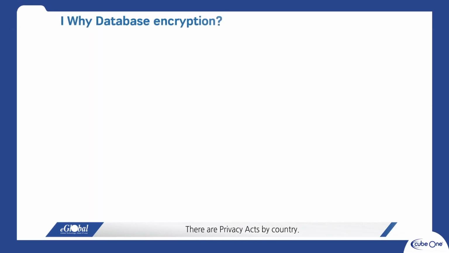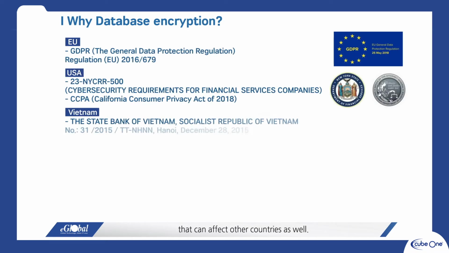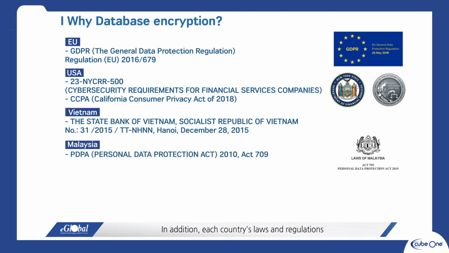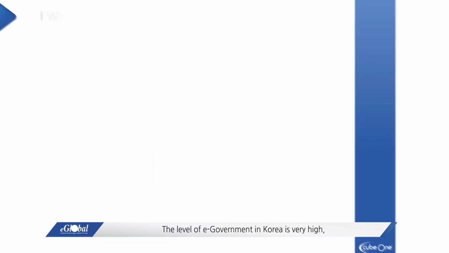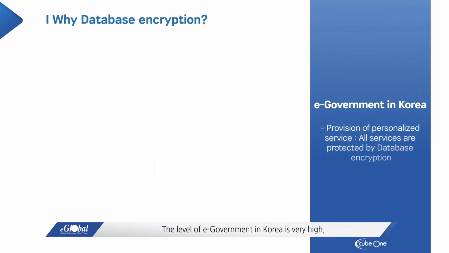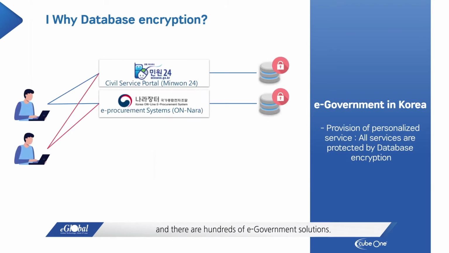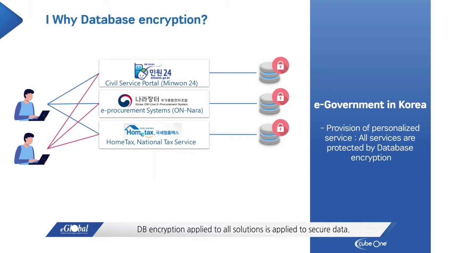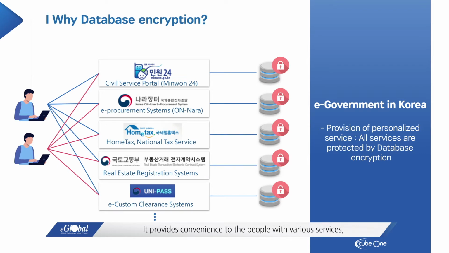There are privacy acts by country. The EU's GDPR is a very strong regulation that can affect other countries as well. In addition, each country's laws and regulations and PCI DSS enforce or strongly recommend encryption to protect sensitive personal information. The level of e-government in Korea is very high, and there are hundreds of e-government solutions. DB encryption is applied to all solutions to secure data. It provides convenience to the people with various services, but valuable personal information must be protected.